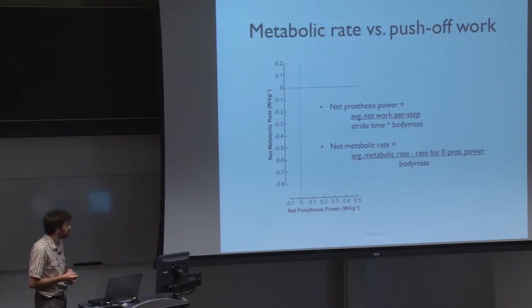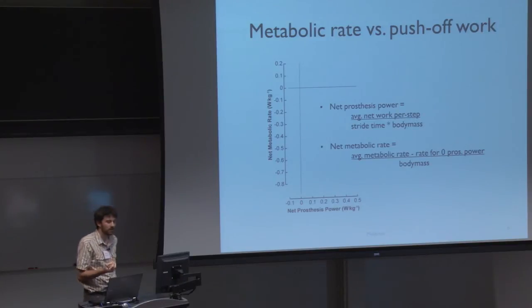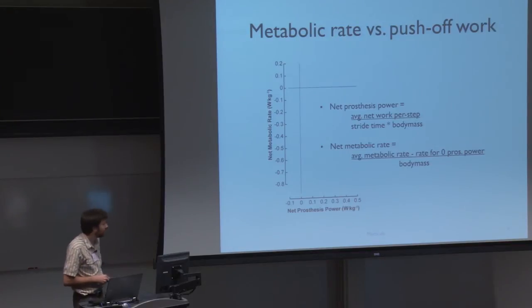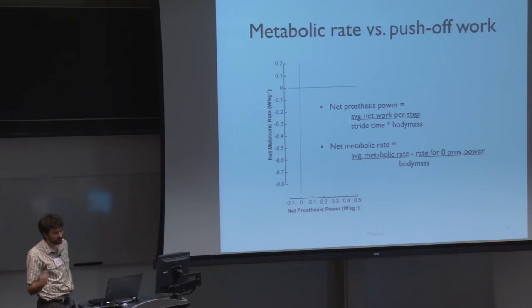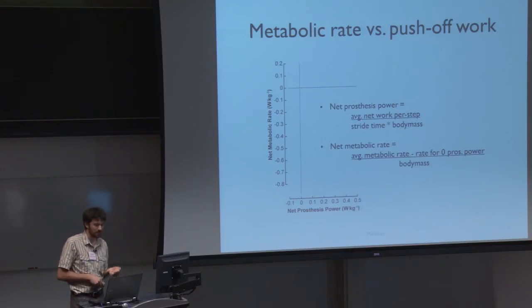So I'm going to show you my results in a series of plots with these axes. On the horizontal axis, we have net prosthesis power, which is the average per step work divided by the average stride time and body mass. This gives you watts per kilogram. And on the vertical axis, we have net metabolic rate, which is the amount of energy used in each condition, subtracted by the energy used for 0 work, and we divide that by body mass. So both axes have units of watts per kilogram.